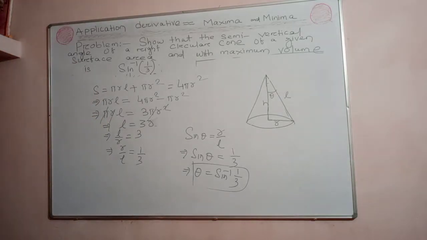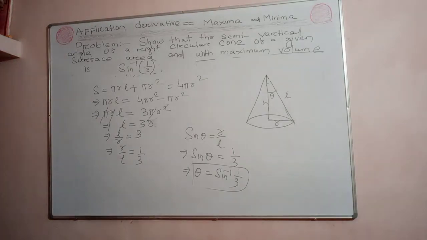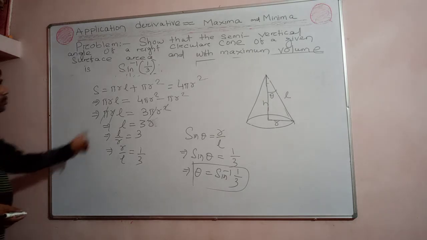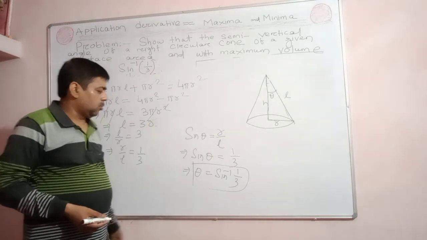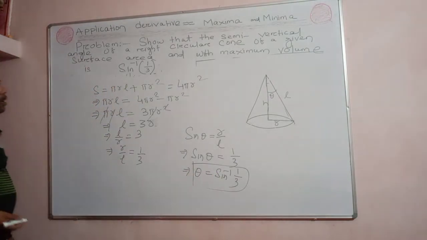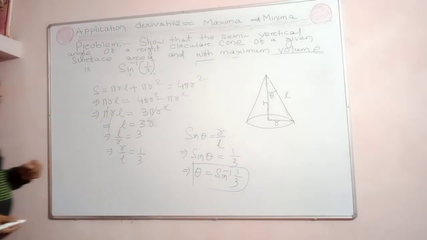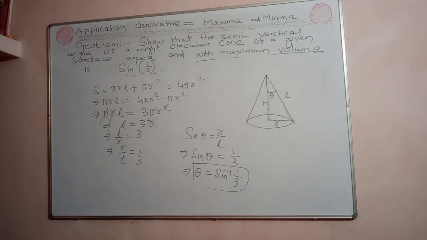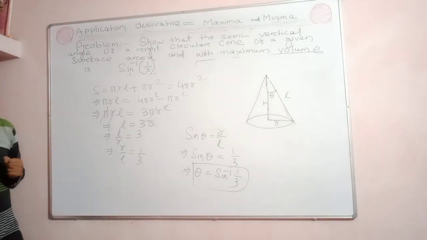And when the volume is maximum with a given surface area, this is what we were going to prove. Already we got the semi-vertical angle of the right circular cone, theta is equal to sin inverse of 1 by 3, for a given surface area when the right circular cone attains the maximum volume. Okay students, is it clear, all of you?